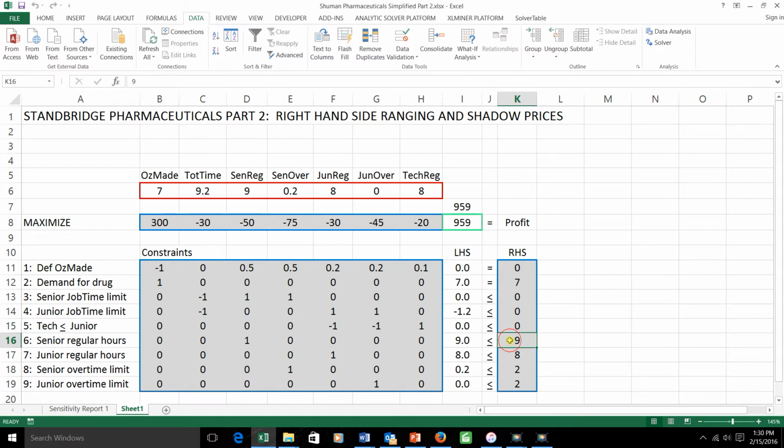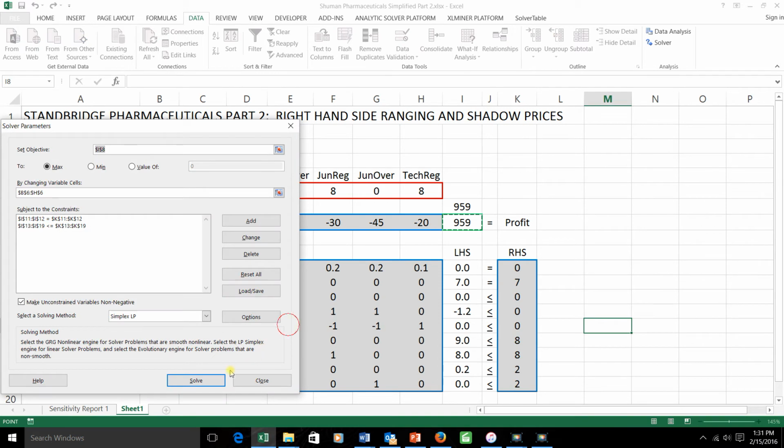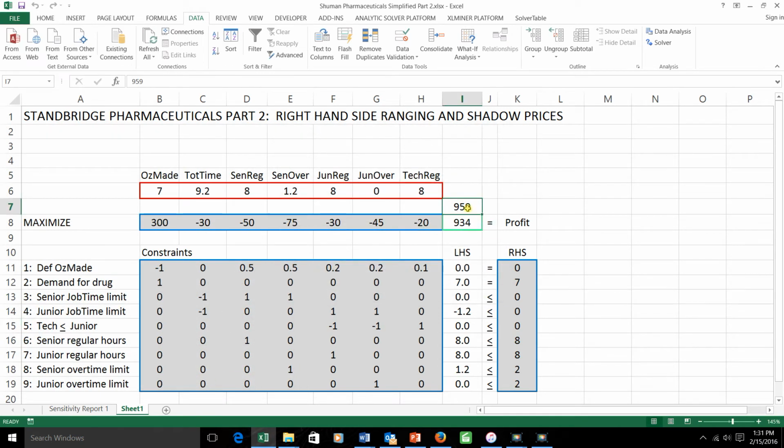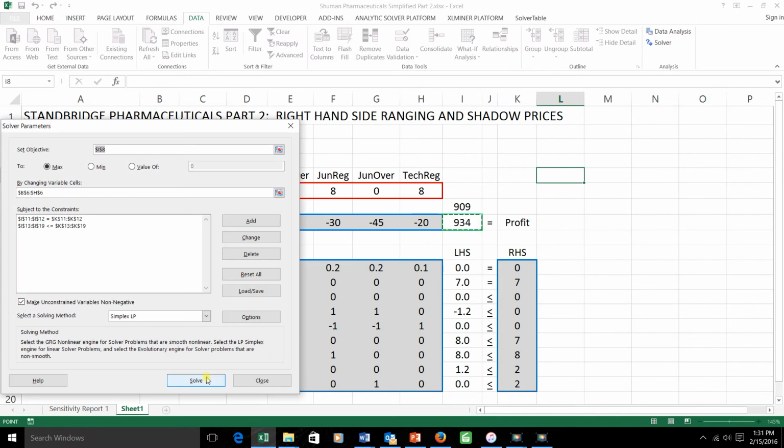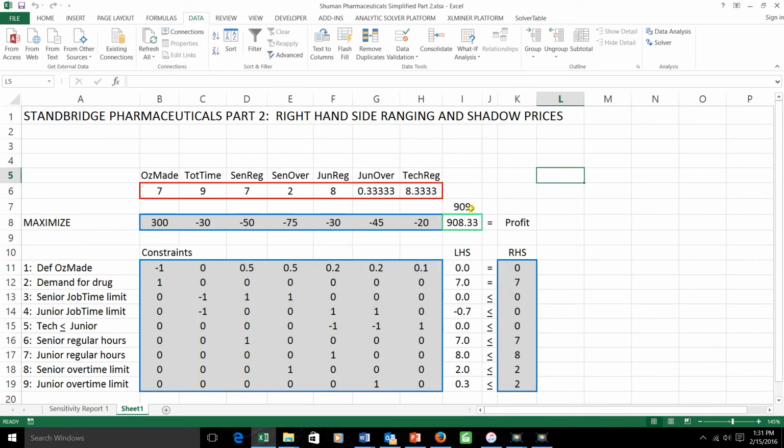But let's try going in the other direction. I'll take it back to 8 where it was, and then cut the senior chemist's regular time down to 7 hours. If I could trust the shadow price, that means my original number... let me find out again. I'll put it back to 8 and resolve to get back to where we were. There we were, 934. If we could trust the shadow price, reducing this 8 down to 7 hours would reduce the 934 by 25. It would go down to 909. That's what's predicted by the $25 drop. But let's see if it really happens. Rerunning the program. It didn't go to 909. It went to 908.33. Close, but no cigar.